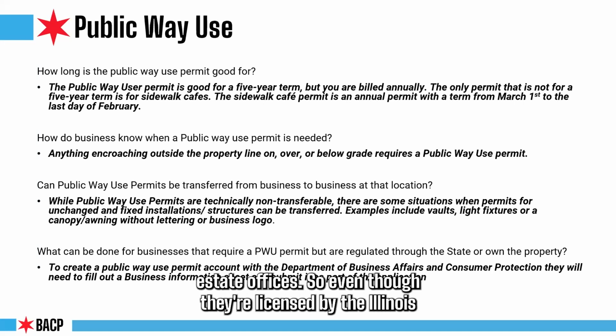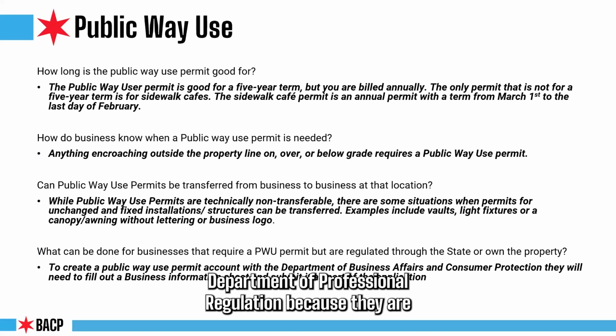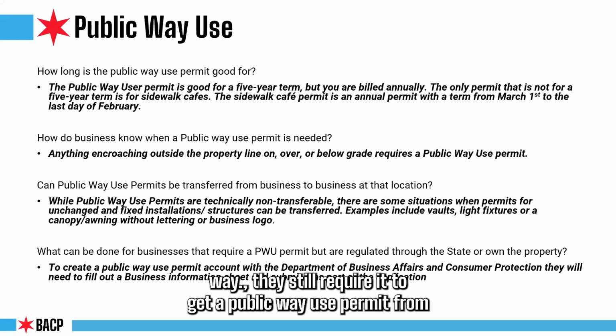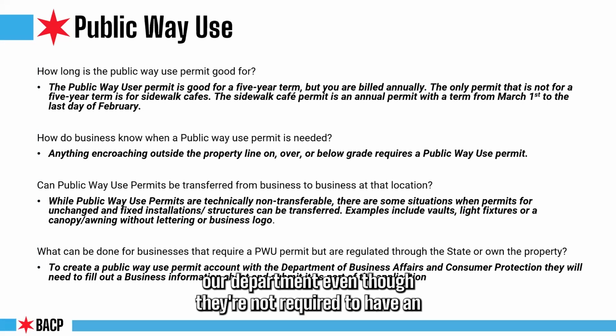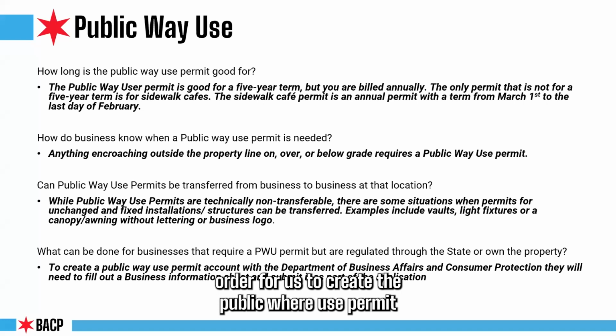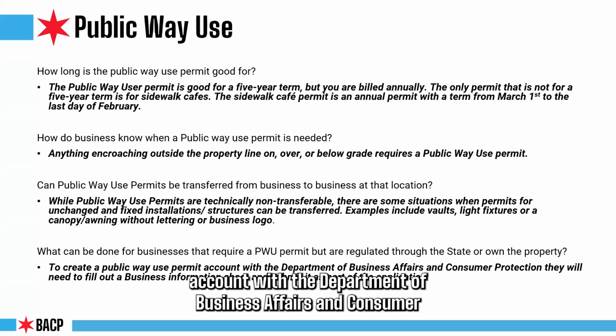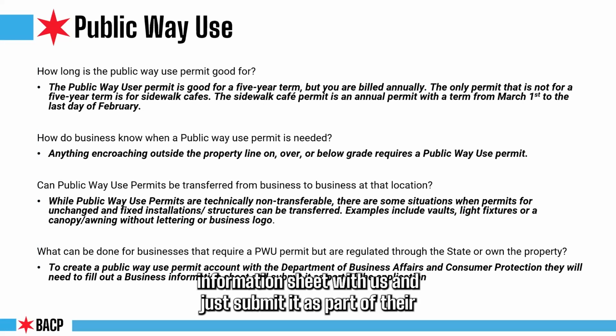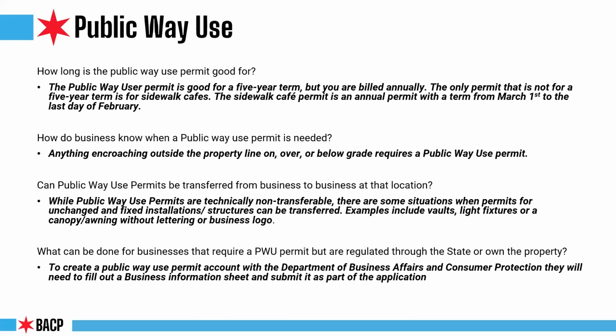So even though they're licensed by the Illinois Department of Professional Regulation, because they are putting a sign that's going to be encroaching over the public way, they still are required to get a public way use permit from our department, even though they're not required to have an actual business license from us. The process is very simple. In order for us to create the public way use permit account with the Department of Business Affairs and Consumer Protection, they're just going to have to fill out a business information sheet with us and just submit it as part of their online application.